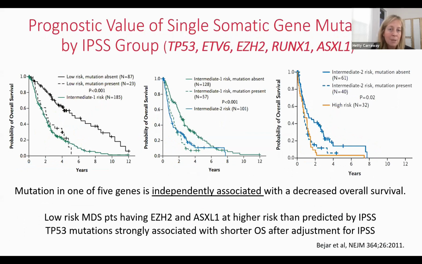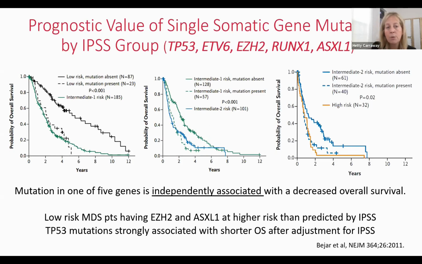Finally, we know, as I alluded to earlier with regard to the IPSSR scoring system, not only the number of genes, but specific genes in association with the presence of MDS can elevate the scoring risk for patients. Now, this hasn't been perfectly annotated and isn't a scoring system that's in place currently, but we know that if the patients have a mutation of TP53, ETV6, EZH2, RUNX1, or ASXL1, those patients actually can have an outcome that's similar to a higher risk IPSS scoring system.